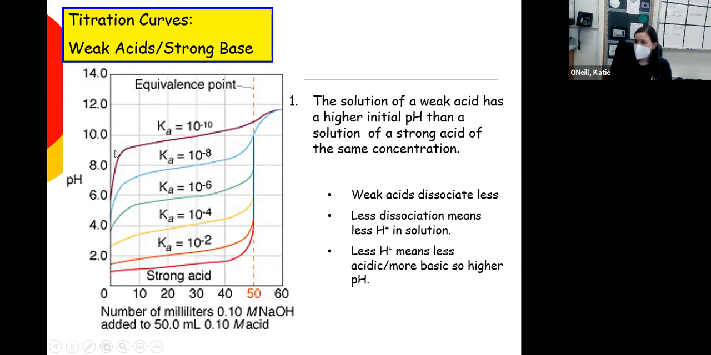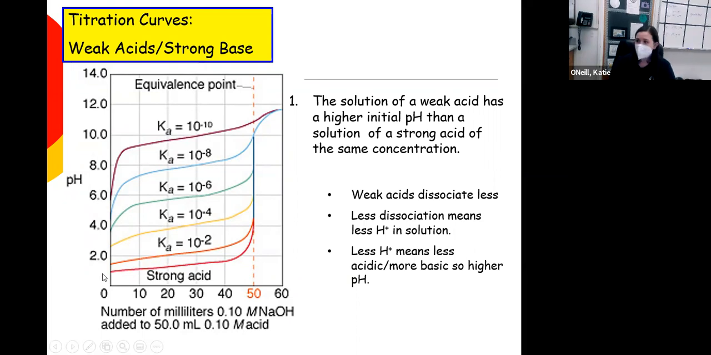So we're getting more and more buffering as we go with weaker and weaker acids because of the type of salt that's formed. Let's think through the 3 points that I want to make on this graph. First of all, notice on the y-axis, they're not all starting at the same point. You kind of think, well, if it's the same concentration, shouldn't it start at the same point? But only strong acids completely dissociate.